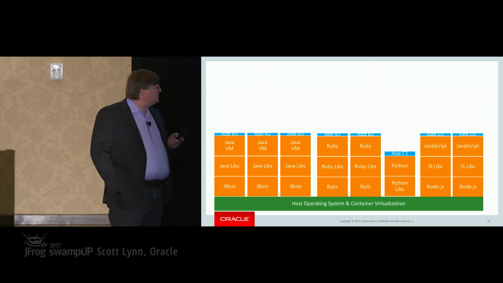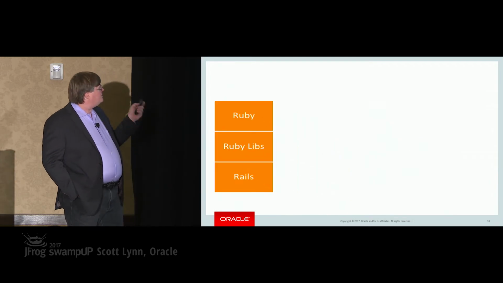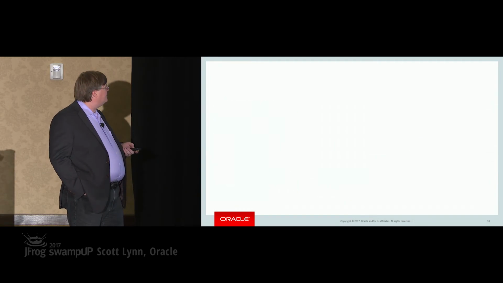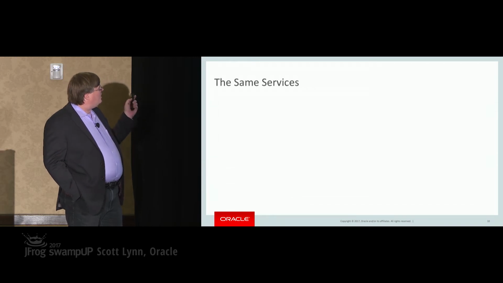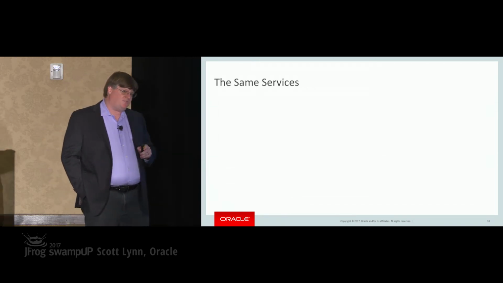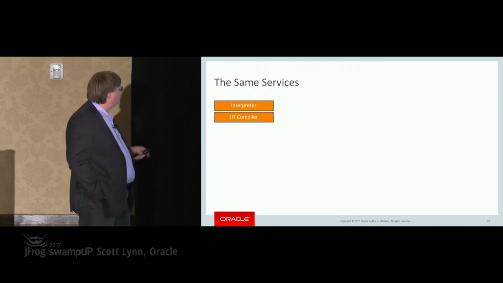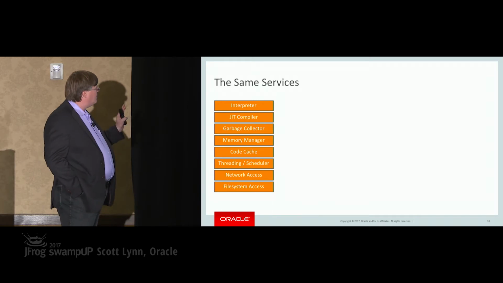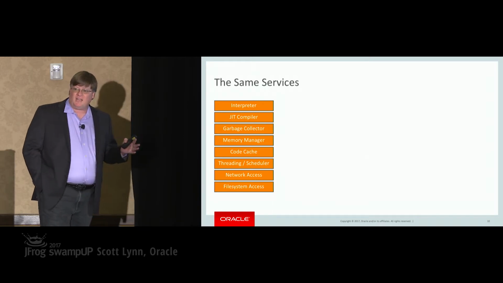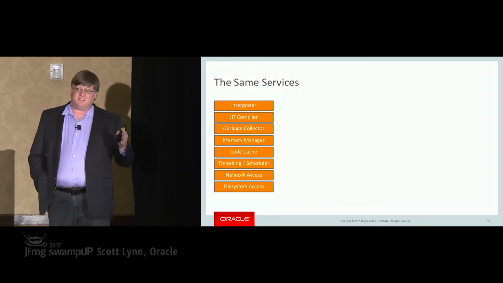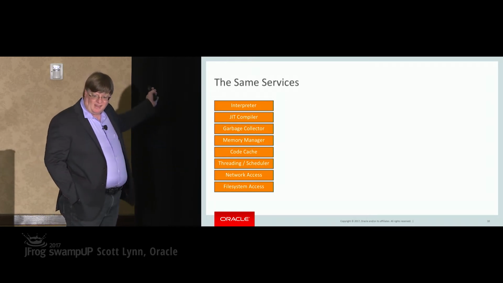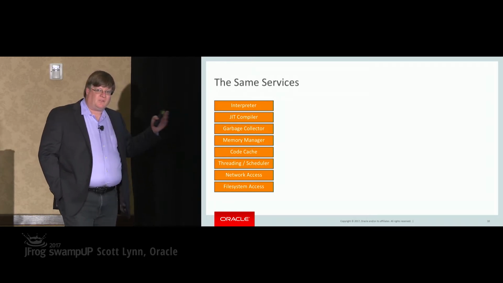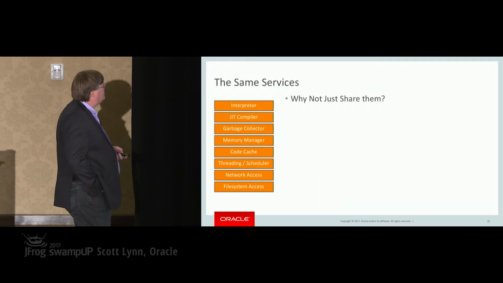So let's zoom in on this a little bit. What if we could take just one of these stacks? What does it have? Well, all of those stacks have the same types of services in them. They have an interpreter, a JIT compiler, garbage collector, memory management, code cache, scheduler, network access, file system access. If you look at any one of those stacks, what you'll find inside is customized versions of exactly this. So what if we could share those services?